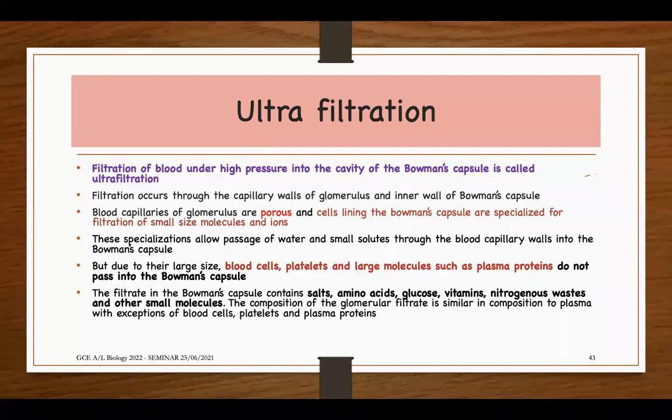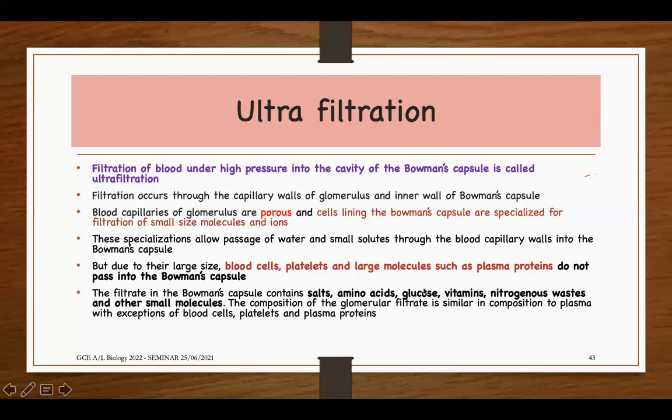Filtration occurs through the capillary walls of the glomerulus and the inner wall of the Bowman's capsule. Blood capillaries of the glomerulus are porous, and cells lining the Bowman's capsule are specialized for filtration of small sized molecules and ions. Now, this is important. Sometimes they will ask you to write the differences between a normal blood capillary and capillaries of the glomerulus. One point is that the blood capillaries of the glomerulus are porous. They have pores or holes through them, right? Small microscopic pores, so that all except large particles will go into the glomerular filtrate. And cells lining the Bowman's capsule are specialized for filtration of small sized molecules and ions.